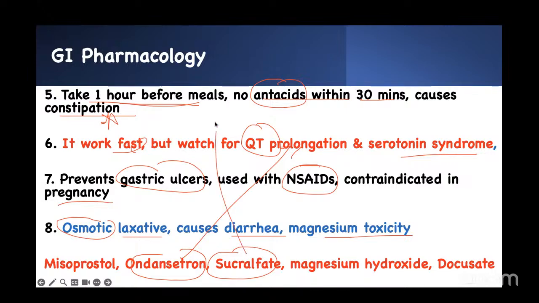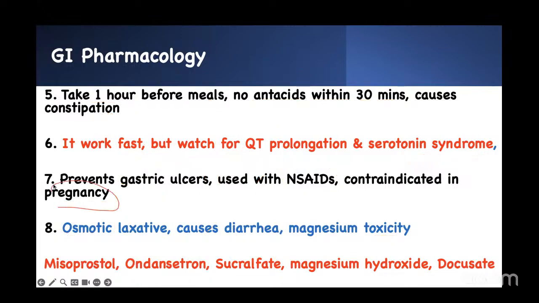So this is sucralfate. Pregnancy alone gives this answer choice away, but you use it to prevent gastric ulcer and use it with NSAIDs. Which medication? Misoprostol. And of course, the osmotic laxative causing magnesium toxicity is magnesium hydroxide.